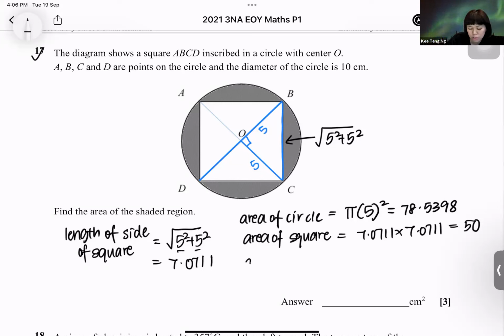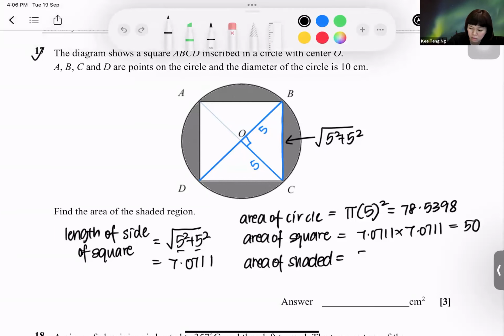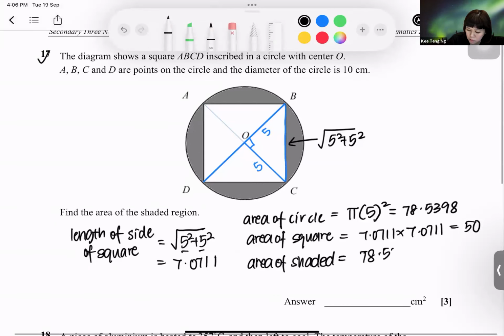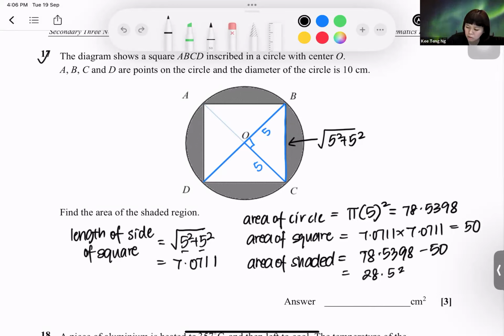Then now the area of the shaded region: I subtract. 78.5398 minus 50 gives you 28.5398. Round it off to 28.5 cm squared. That is the final answer. Have you gotten the concept?